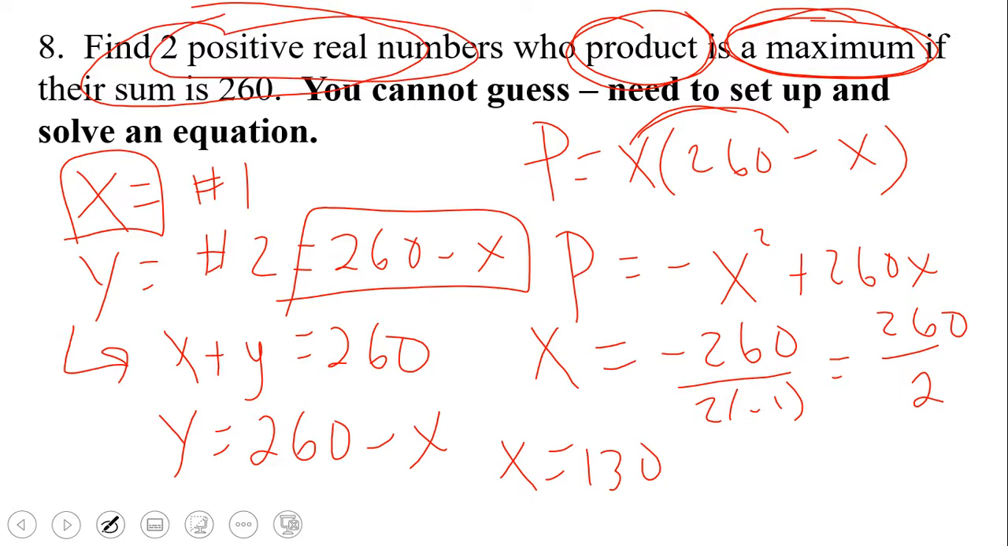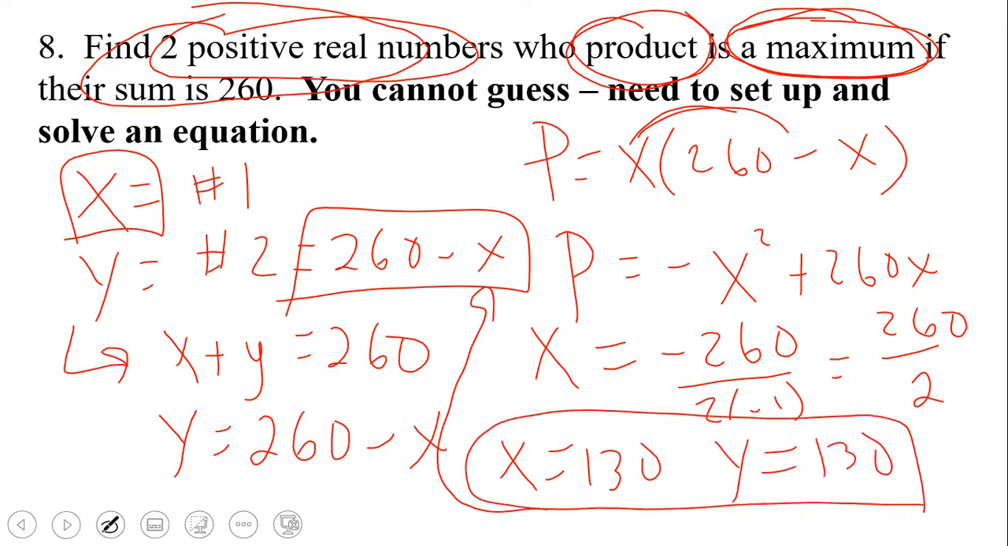Then it asks for what are the two numbers, which means you now have to plug this back in and find what the second number is. The second number is 260 minus 130, and it turns out that the second number is also 130. And if you think about that for a second, that should make sense. The closer the numbers are getting to each other means that they're both large, which means they are going to have that maximum product.